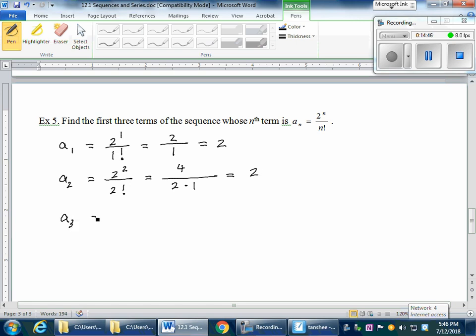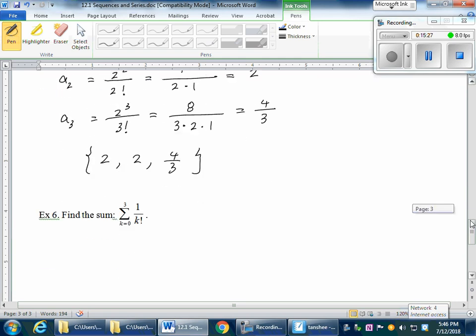Now a sub 3 is 2 to the third power over 3 factorial, according to the formula. 2 to the third power, we know that is 8. What is 3 factorial? According to the definition, 3 factorial is the product of numbers starting from 3 and all the way down to 1, so it'll be 3 times 2 times 1. When I reduce this, it will be 4 over 3, because 2 goes into 2 one time, 2 goes into 8 four times. So now we've got the first 3 terms of the sequence, which are 2, 2, and 4 over 3 for this formula.